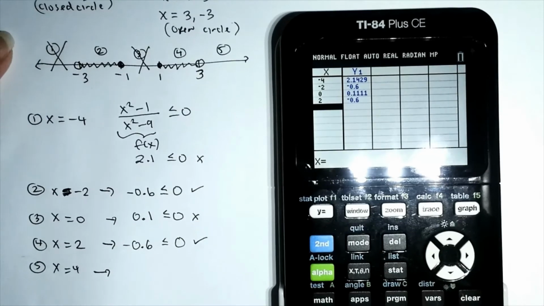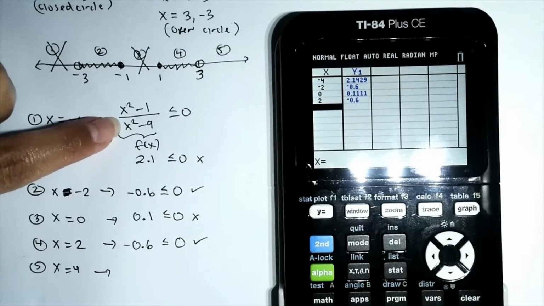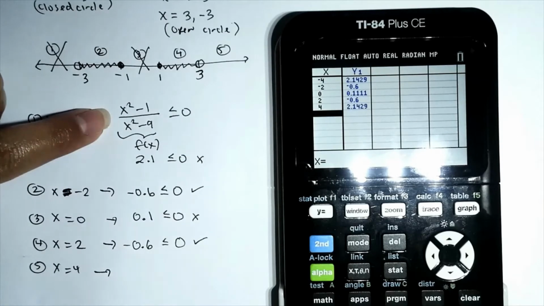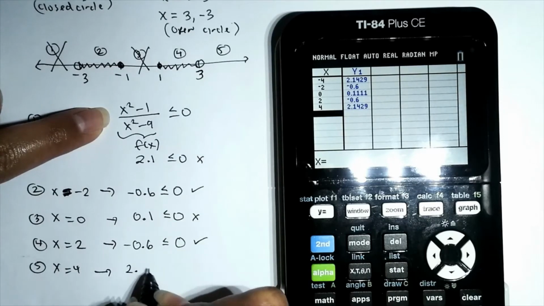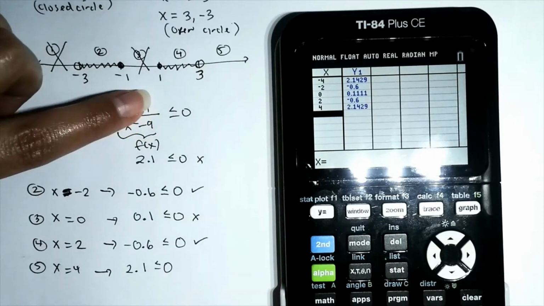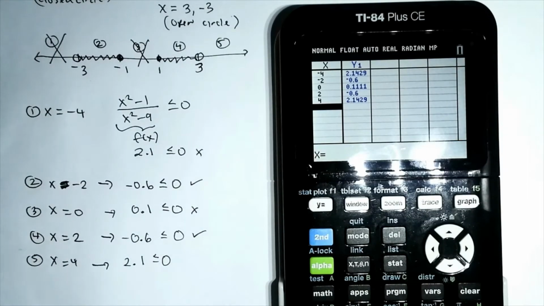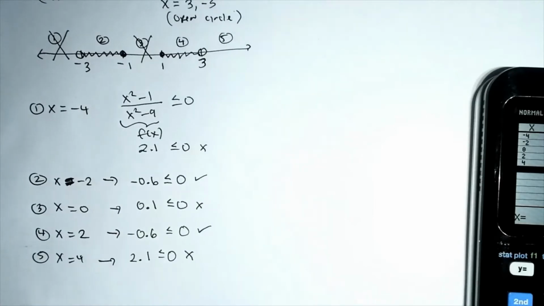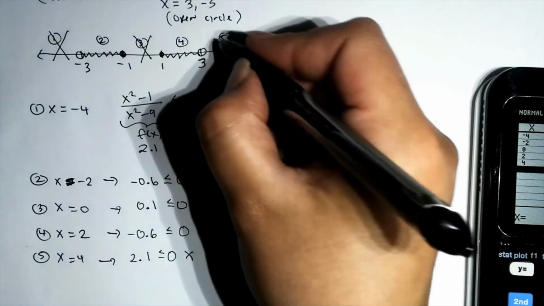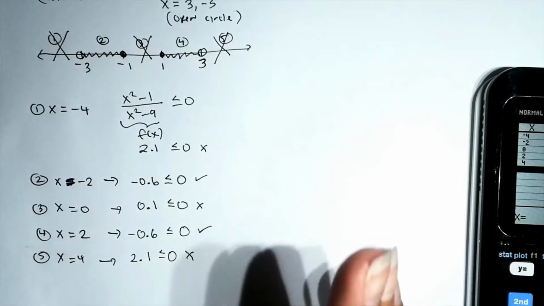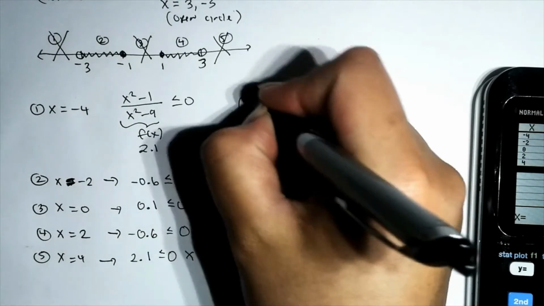In this case, let's punch it in. When we substitute a 4 for x, what will the fraction give us? The fraction gives us about 2.1. Inequality symbol 0. So what I want to ask myself is this: is 2.1 less than 0? Answer is no. 2.1 is not less than 0, so I'm going to cross it out. So we have tested all 5 intervals. Let's go ahead and write the answer with confidence.